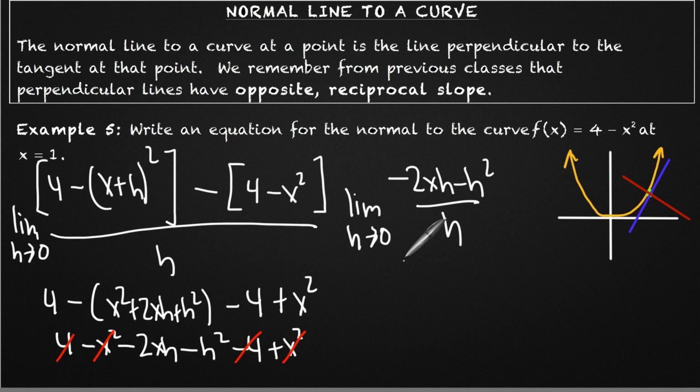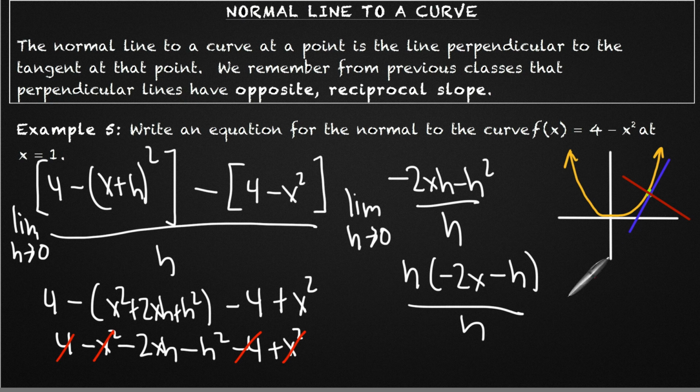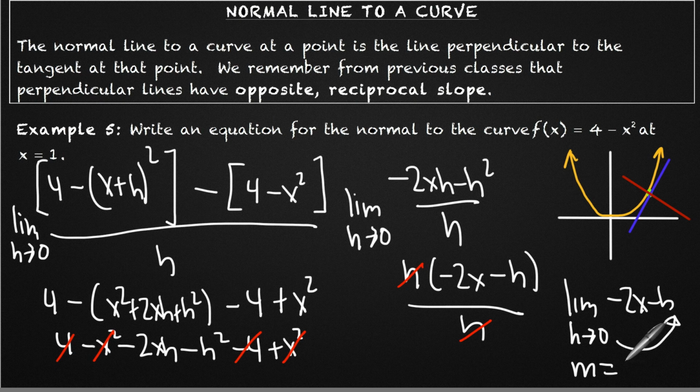We're going to factor out the h on the top. It's going to leave you with negative 2x minus h over h. And we're going to cancel the h out. And then we're going to plug in our 0 for h, and we get our slope. So we'll say our slope is negative 2x. All right, but they give us an x value of 1, so we know that our slope is negative 2.